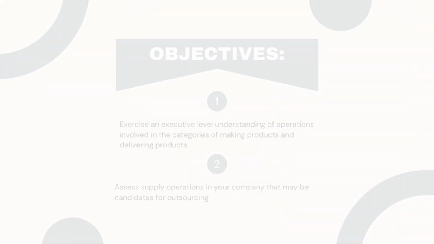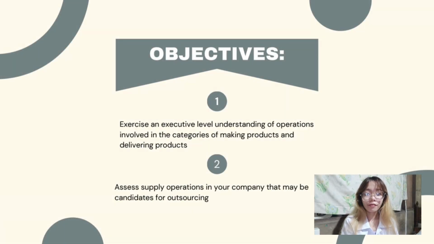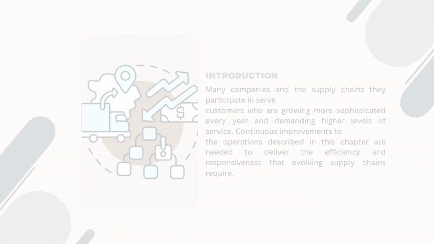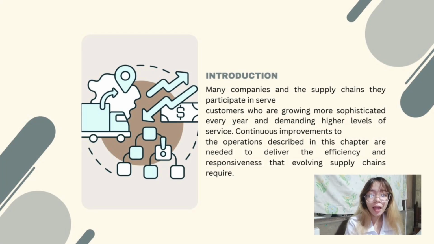Objectives: 1. Exercise an executive level understanding of operations involved in the categories of making products and delivering products. 2. Assessing supply operations in your company that may be candidates for outsourcing. Many companies and the supply chains they participate in serve customers who are growing more sophisticated every year and demanding higher levels of services. Continuous improvements to the operations described in this chapter are needed to deliver the efficiency and responsiveness that evolving supply chains require.